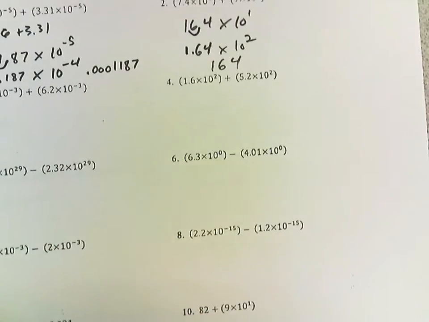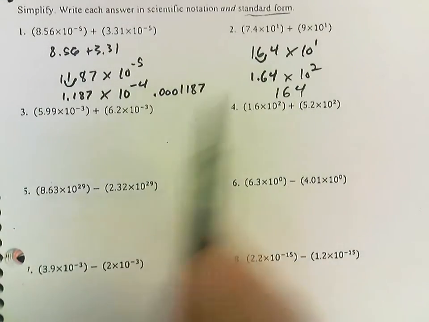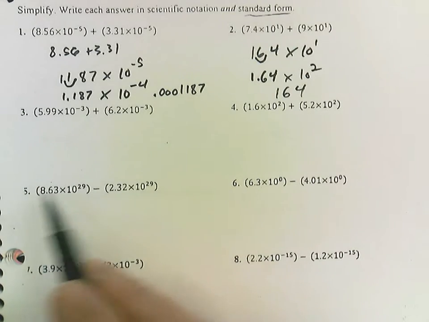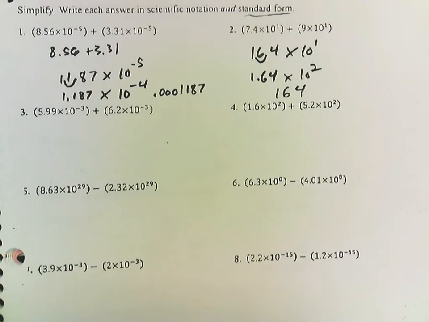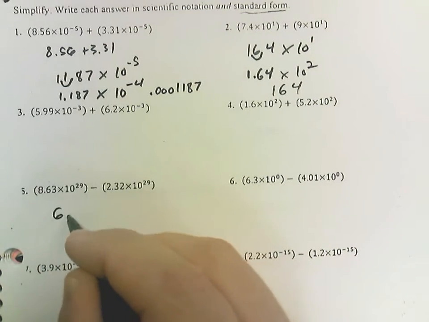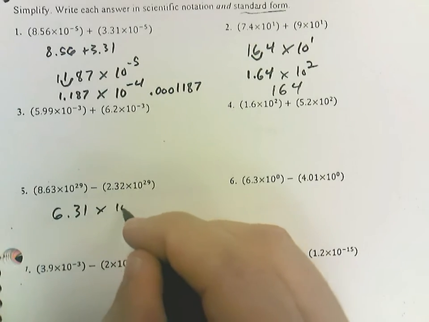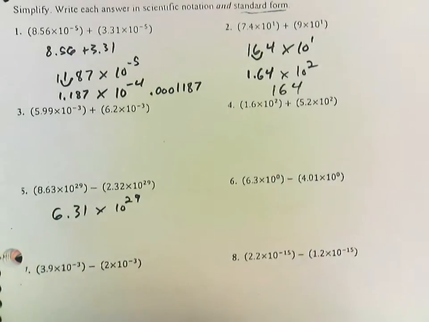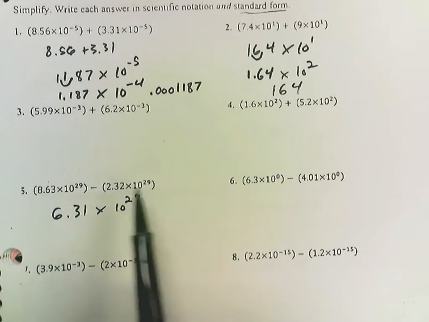Okay, let's try an example where we're subtracting. So again, just like above, you're taking this number and subtracting that number, so 8.63 minus 2.32 is going to be 6.31. And that's times 10 to the 29th power. Ooh, that's a big one. So this is going to be a very big number.